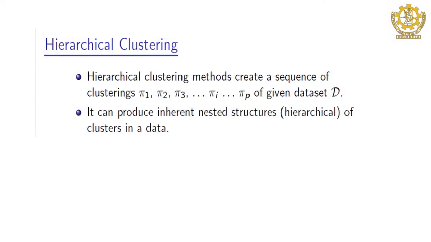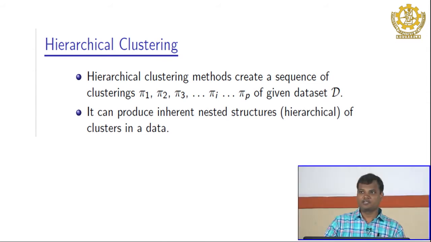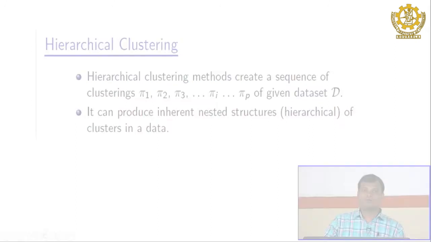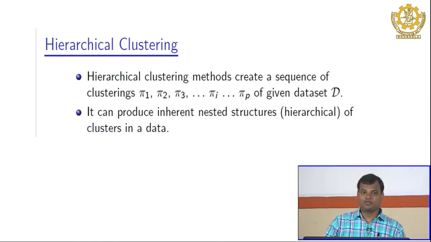So, the hierarchical clustering method creates a sequence of clusterings, where each clustering is denoted by pi 1, pi 2, pi 3 and pi I for the given data set. It can produce the inherent nested structure of the clusters in the data, like a family tree. Okay. So, this is a hierarchical structure. Similarly, if in a data set there is some hierarchical structure, then to capture that structure, this clustering algorithm is a good idea to apply. Okay. So, we move forward.